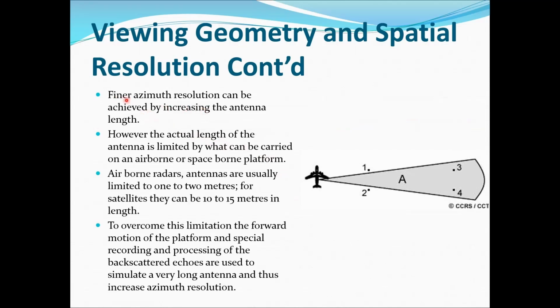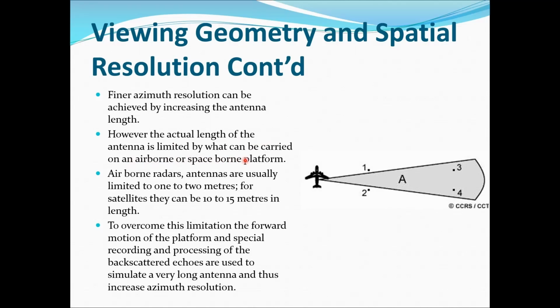Listen carefully on this slide. Finer azimuth resolution can be achieved by increasing the antenna length. That one we know. However, the actual length of the antenna is limited by what can be carried on an airborne or spaceborne platform. Yes, you can increase the antenna, but you are limited by how long an antenna you can carry on the plane.